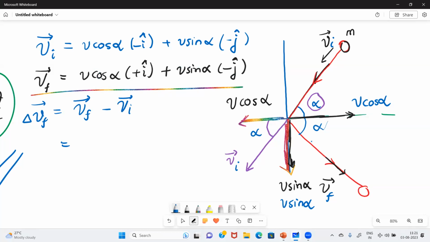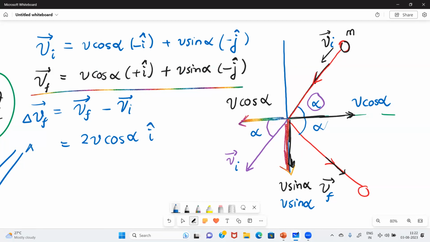So tell me, guys, V cos alpha i cap minus of V cos alpha minus i cap, what will it become? Minus of minus will become plus. So V cos alpha i cap plus V cos alpha i cap. What do you get? 2V cos alpha i cap. When you subtract minus V sin alpha and minus V sin alpha, what will you get? 0. So the V sin alpha component gets cancelled when you subtract it.